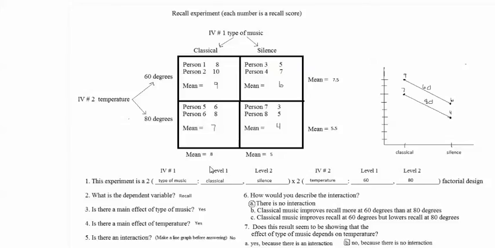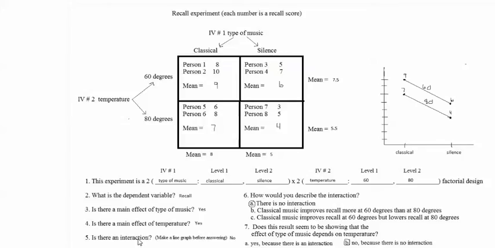Now, if these 2 numbers down here had come out to the same number, if they had been 5 and 5, there would have been no main effect of music. And if these 2 numbers had been the same, for example, if they had been 7.5 and 7.5, there would have been no main effect of temperature.